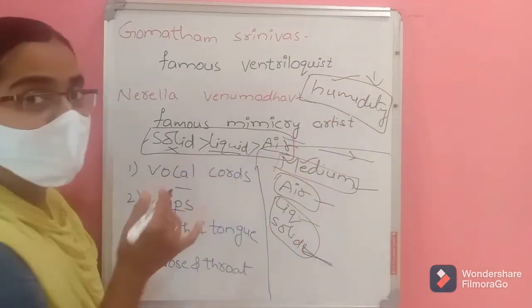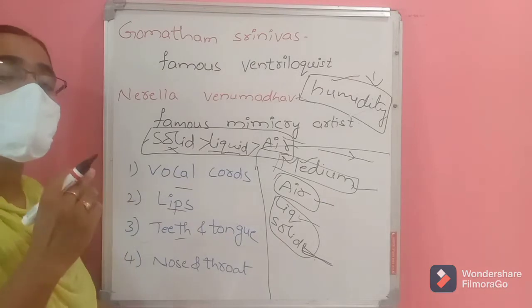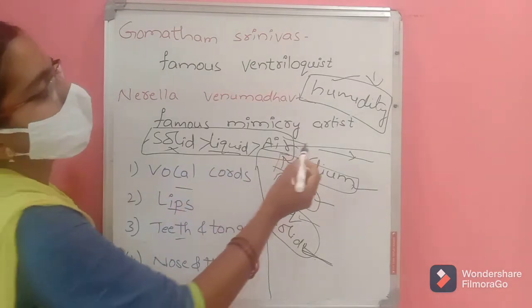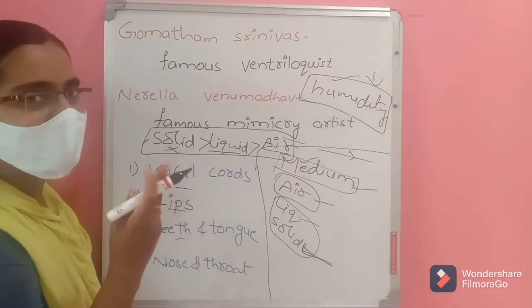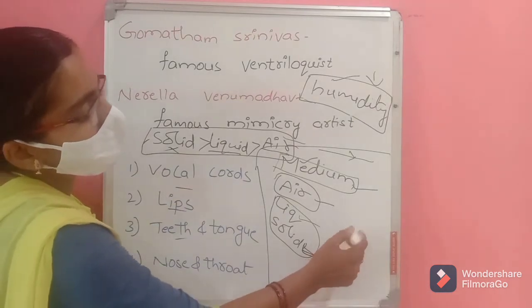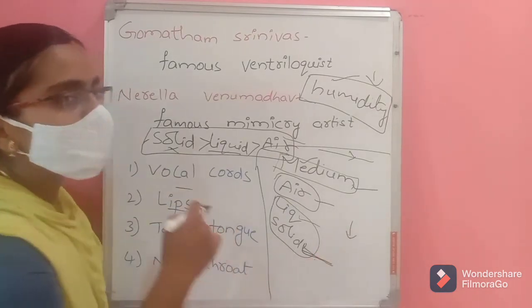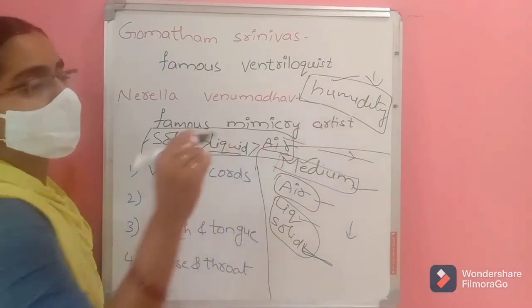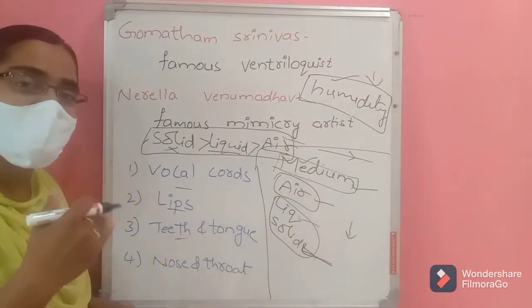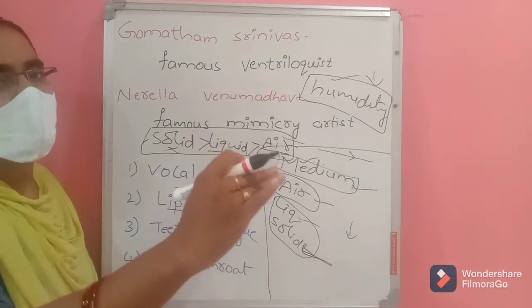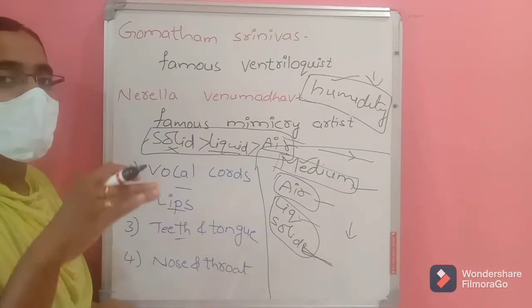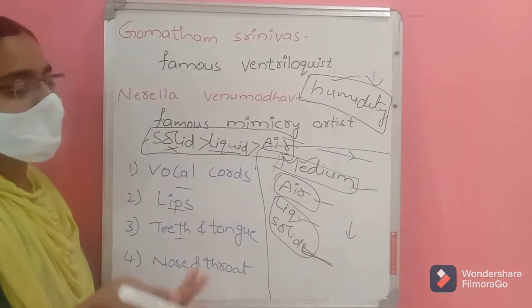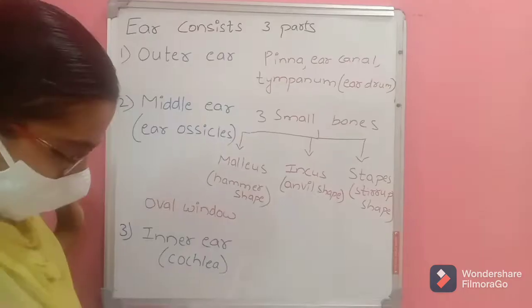And in summer, humidity is less. When humidity is less, air density becomes less. When air density becomes less, sound can propagate very fast. So humidity also affects: if humidity is less, in summer, sound propagates fast, and when humidity is more, in winter season, sound propagates slowly.